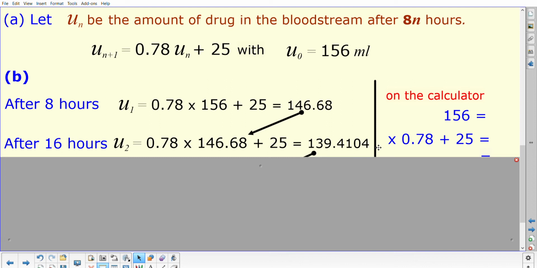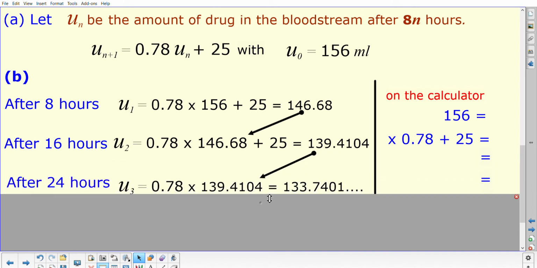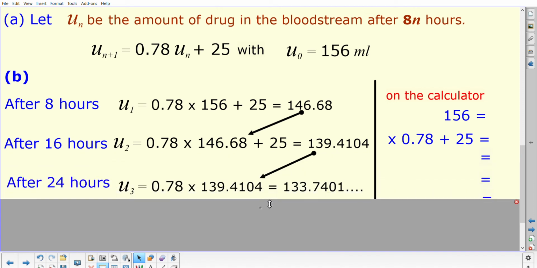Now on the calculator, you can still use the quick equals method, just pressing the button, etc., to generate the sequence, but remember we need to see the working written out. So you have 156 equals, you put in your times by 0.78, and you also need to put that plus 25 in there, and then thereafter you can just press the equals button to generate the sequence.